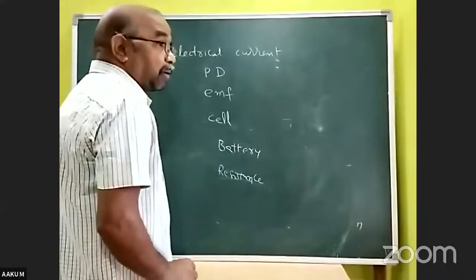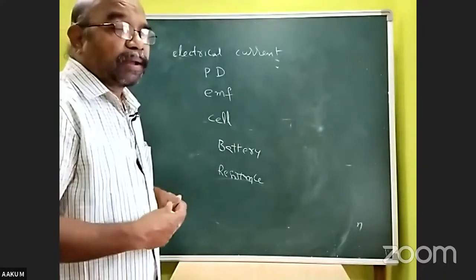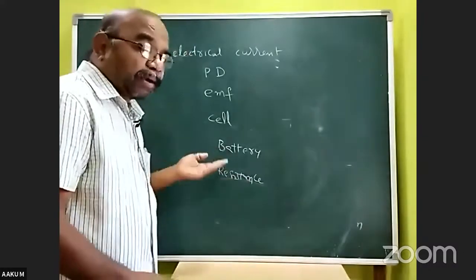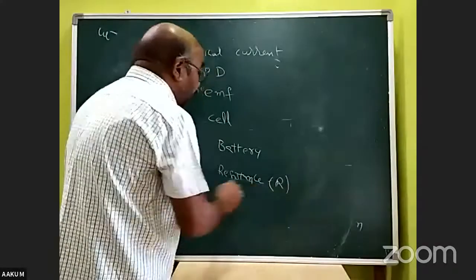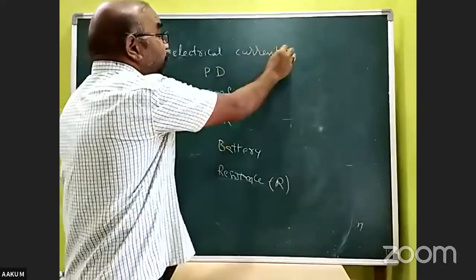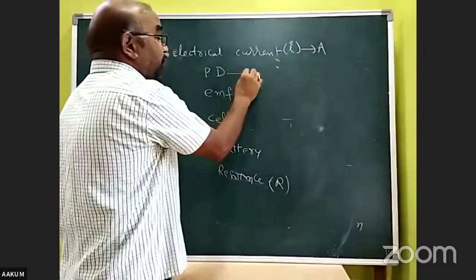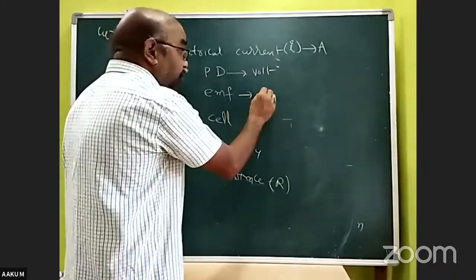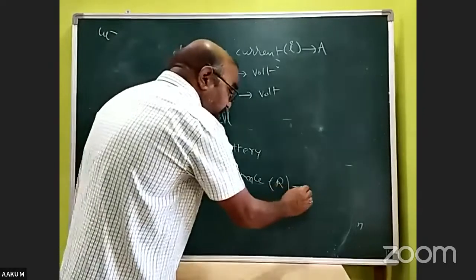Resistance. It is the opposition offered by a conductor to the electrical current. Resistance is represented with R. Current is represented with I. Unit of current is ampere. Potential difference unit is volt. Electromotive force unit is also volt. Battery, of course. Resistance unit is ohm.